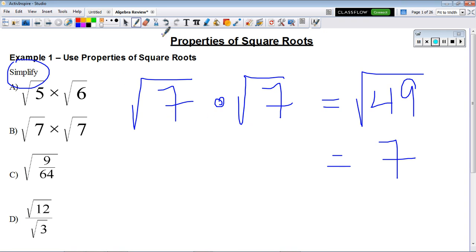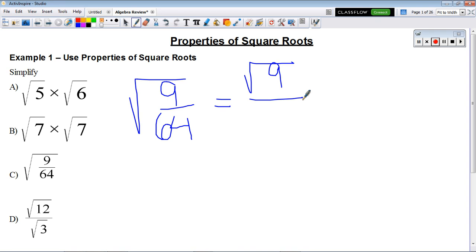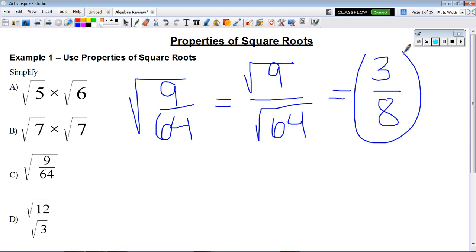So that's part B. For part C, I have some different things here with division. I have the square root of 9 over 64. Before I start to simplify the square root, I'm going to break this up into two square roots, meaning I'm going to make this the square root of 9 over the square root of 64. From here I'm just going to simplify each square root. The square root of 9 is 3, the square root of 64 is 8, so that would simplify to just be 3/8.